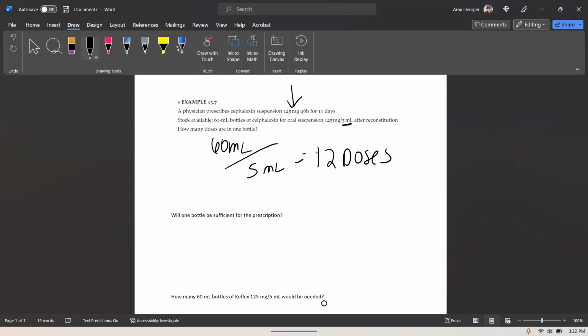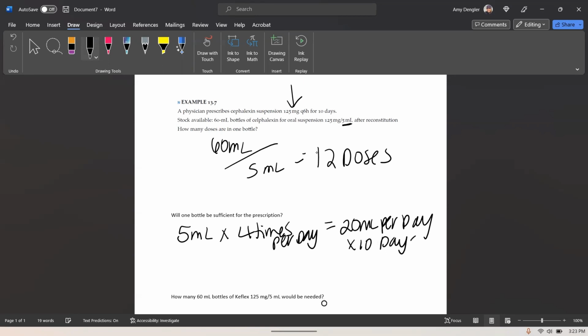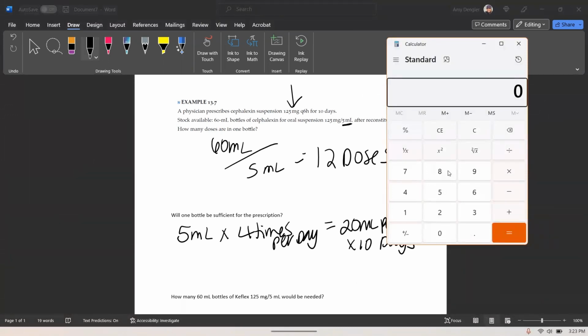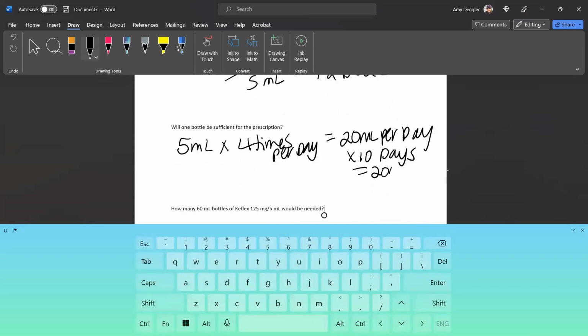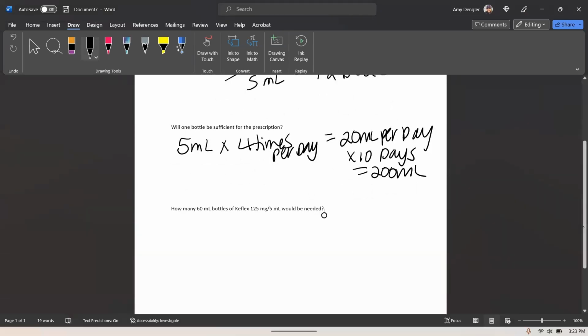Will 1 bottle be sufficient for the prescription? So if they're taking 5 ml times 4 times a day, every 6 hours, that means that they are taking 20 ml per day. And they're doing that for 10 days. So 20 times 10 is 200. So they need 200 ml for 10 days, which out of the 60 ml, no, that would not be sufficient.